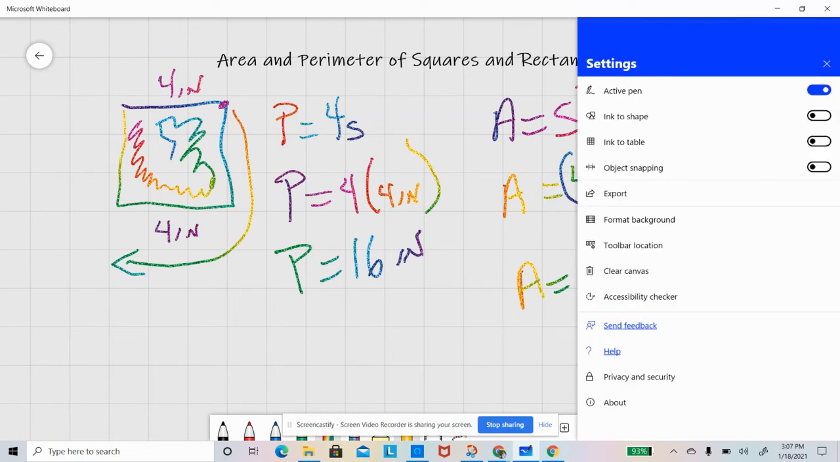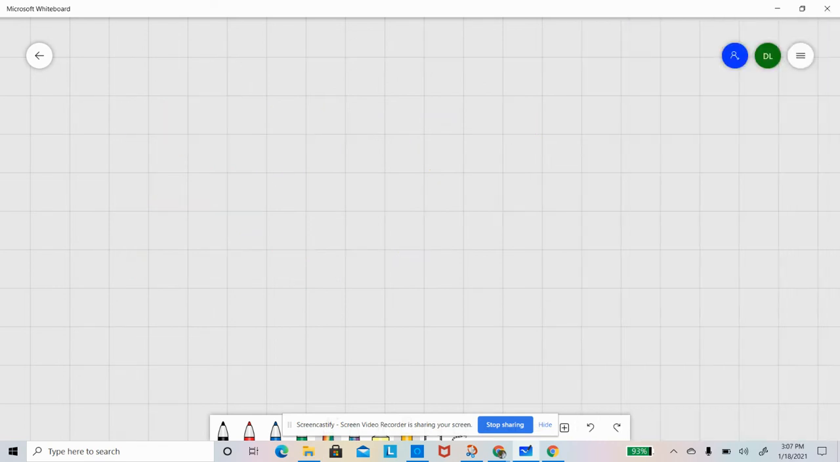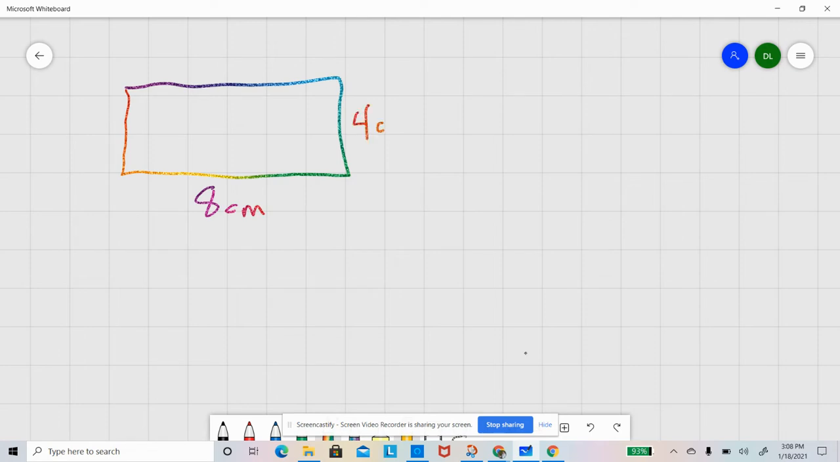So let's go ahead and clear this. Okay, and so now we're going to look at a rectangle. Well, first thing we want to do is what's the difference between a rectangle and a square? So a rectangle, the difference is it has 2 sets of congruent parallel sides. And that's really fancy talk for saying that one side is 8 centimeters and then one side is 4 centimeters.